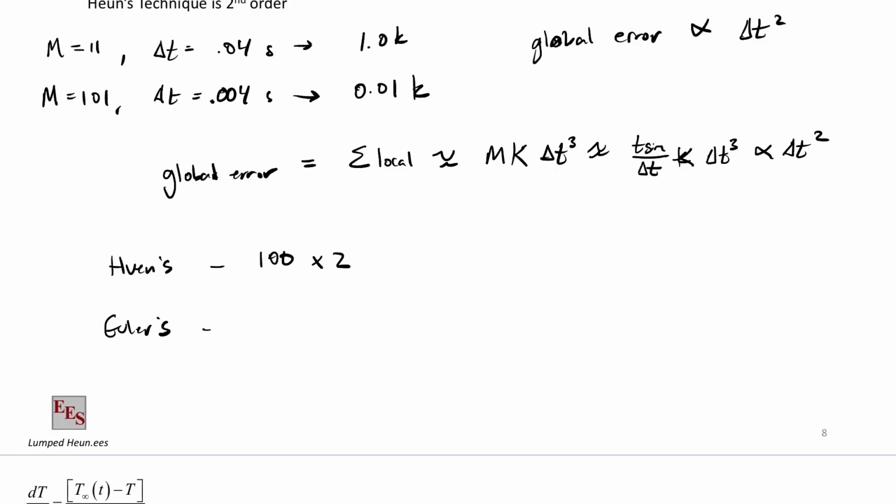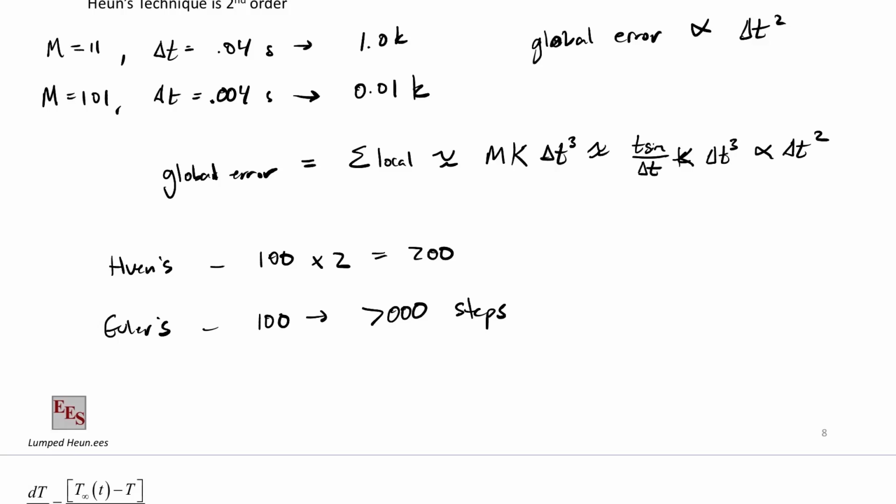For Euler's method, we would just take 100 evaluations. I have it framed slightly differently here. 100 steps led to 0.7 degrees Kelvin accuracy, which we saw before. In order to get the same level of accuracy, we would need 7,000 steps. So 7,000 steps compared to 200 is the number of calculations we would need for each of the two methods.